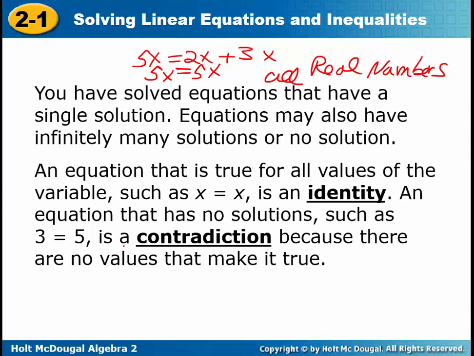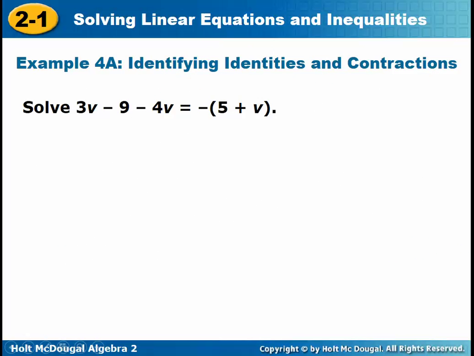Sometimes when you're solving, you'll get a contradiction, like 3 equals 5. You'll get a false statement. And what you write then on your paper is no solution. There's no value of x that would make it true. Here's an example. Let's see what we get.